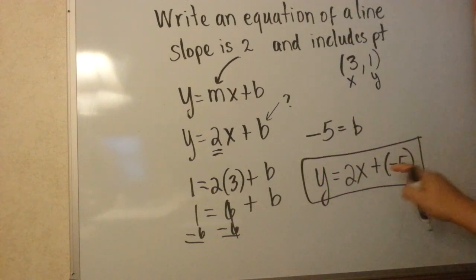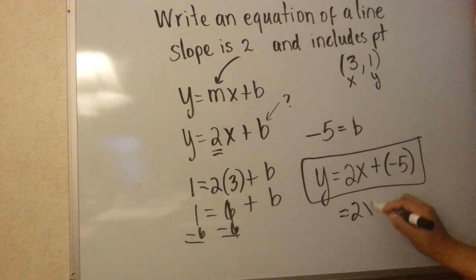Or -5. Both answers are correct. You can write it as 2x minus 5 as well. Okay?